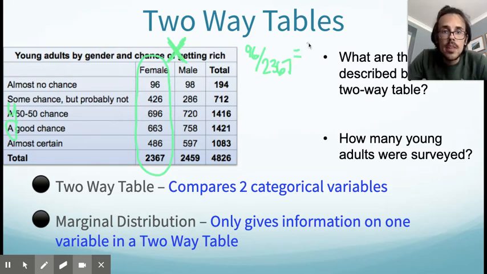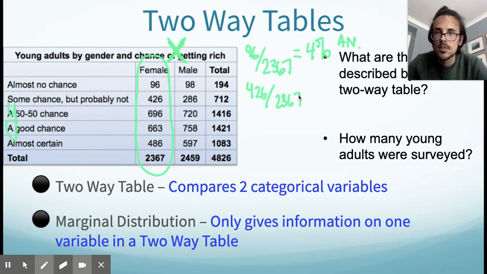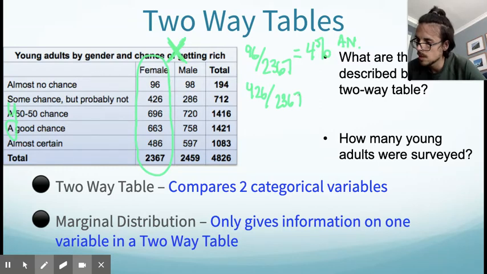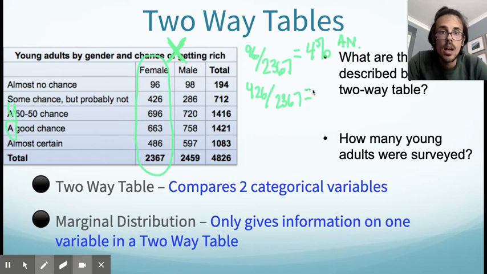So I would divide that out and I'd get 4%. Oh, 4% of females think they have almost no chance of getting rich. Then I would go, well, 426 out of 2367, divided, is 17.9%. So I'd be like, well, 4% of females think that they have almost no chance, 17% of females think they have some chance, etc. And you would do that for each of these.